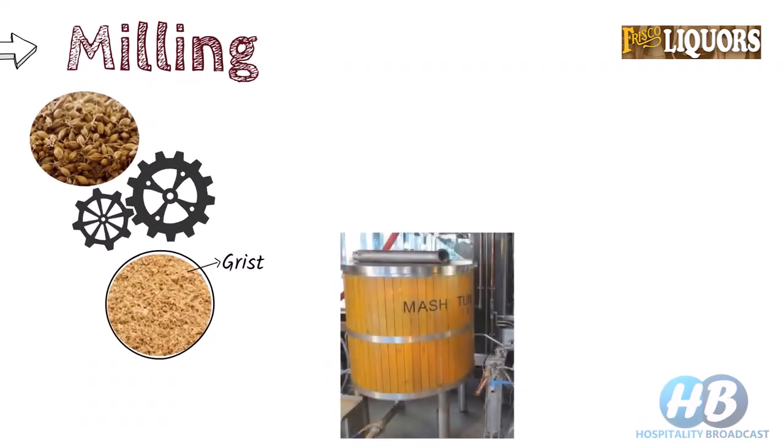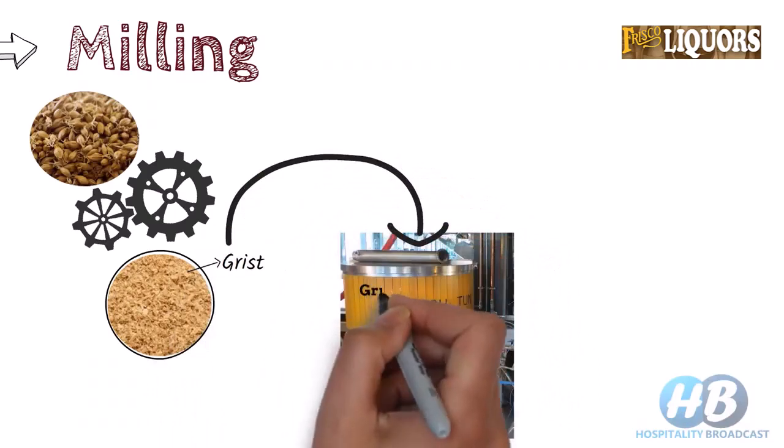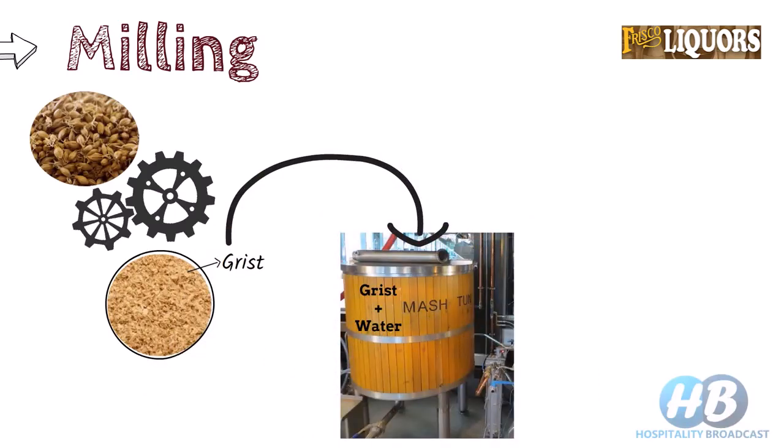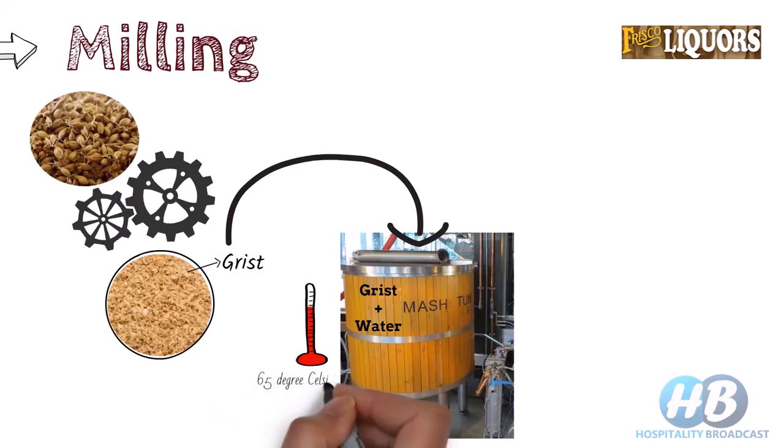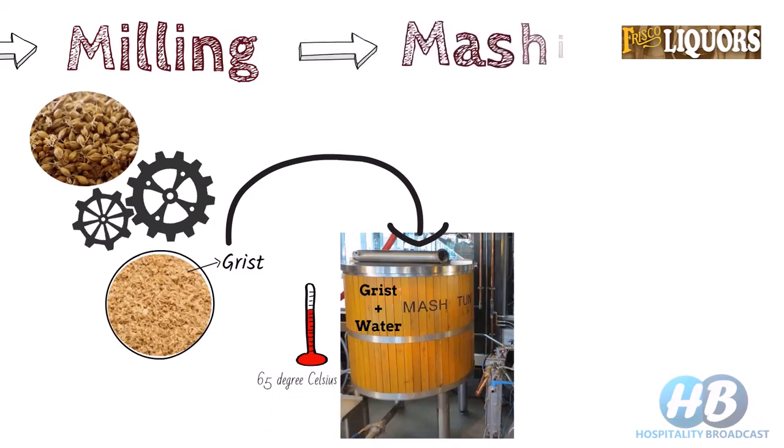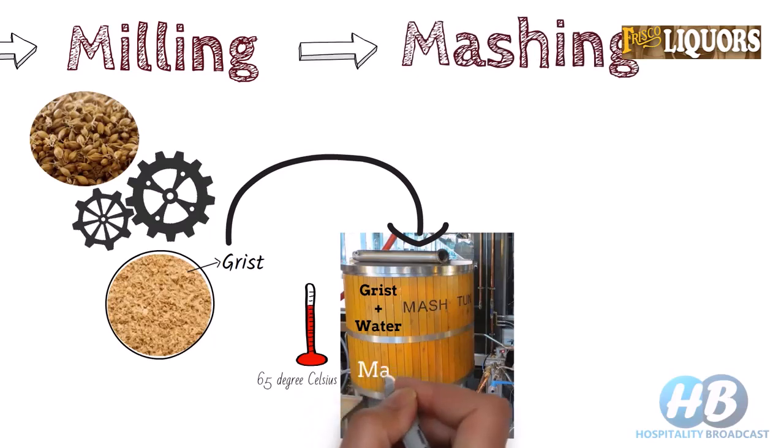Now this coarse powder, or grist, is mixed with warm water, and the resulting material is mixed well and maintained at 65 degrees Celsius for about 1 to 2 hours, or even more if you want. This process is called mashing, which is done in a mash tun, a kind of vessel used for the mashing process. This gives time for the amylase enzyme and malt enzyme to convert more starch into maltose, or sugar.